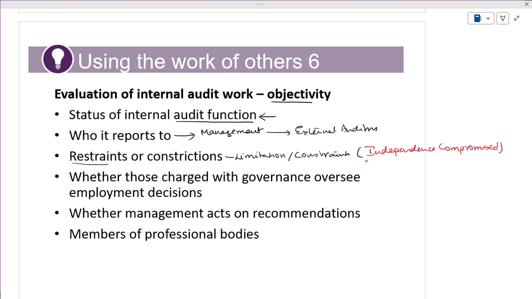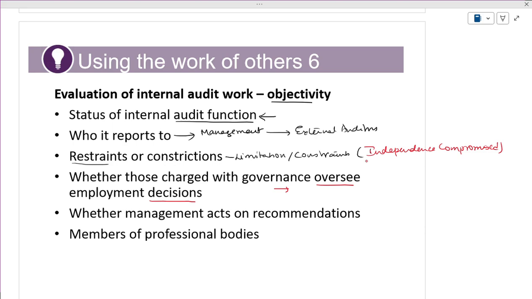Whether those charged with governance oversee employment decisions. If they have to work independently, as simple as that, and management oversees the employment decisions, then if the internal auditor gives some negative report, it will immediately have an impact. So independence will be compromised.